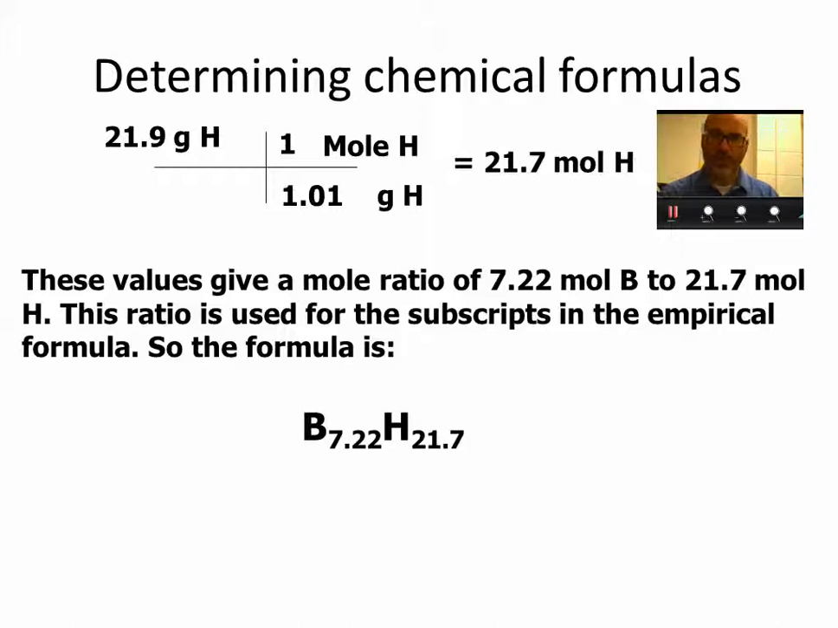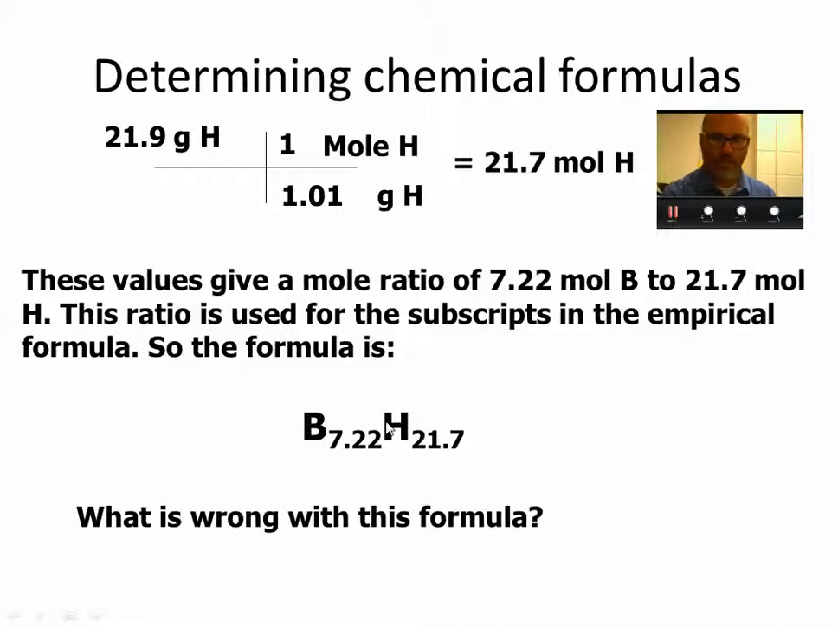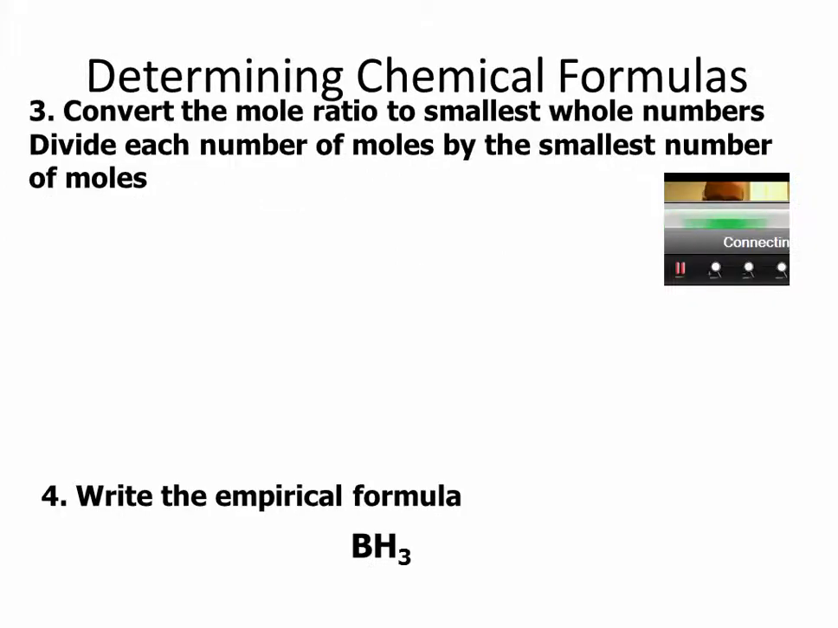So here's our formula. And if you look at this, right? What's wrong with this formula? Can we have a formula that looks like this? And of course, we can't have a formula that looks like that because we can't have parts of atoms, right? We can't have 22 hundredths of boron. We can't have 7/10 of hydrogen. This needs to be a whole number ratio. So we need to figure out a way to make this ratio whole numbers.